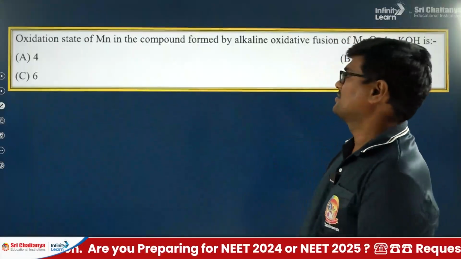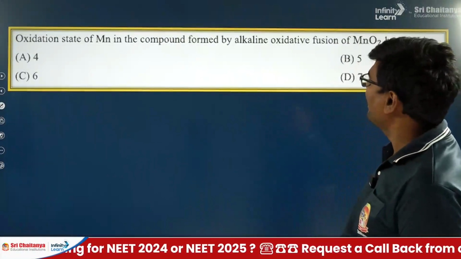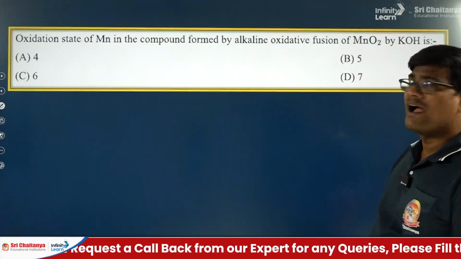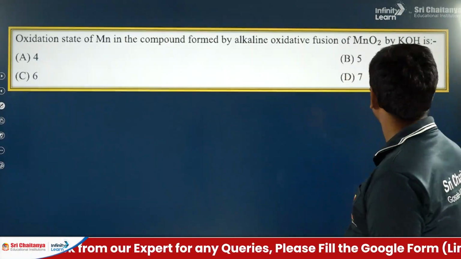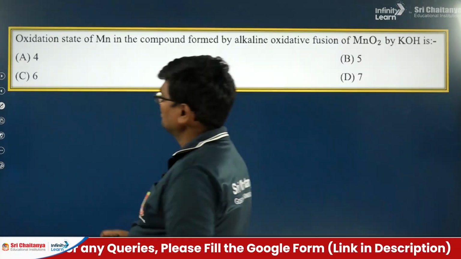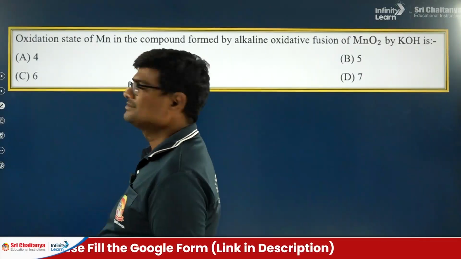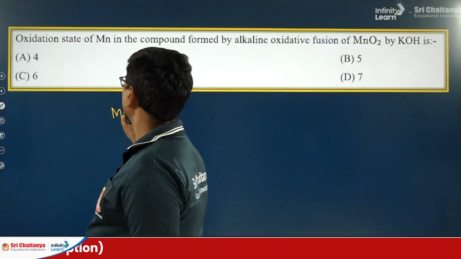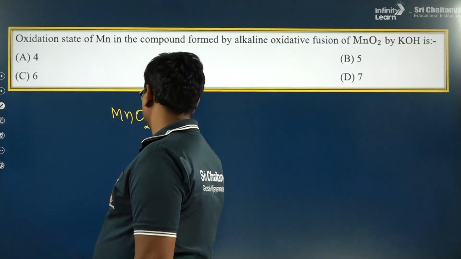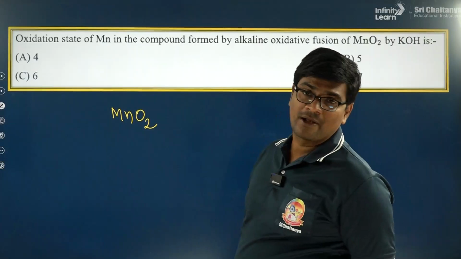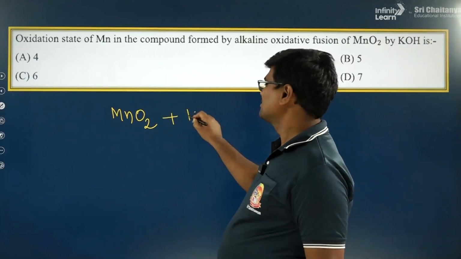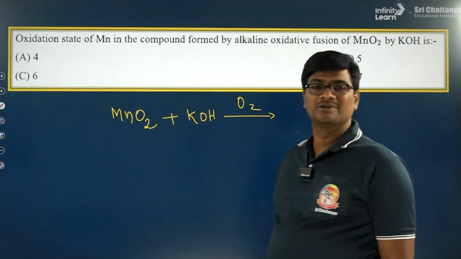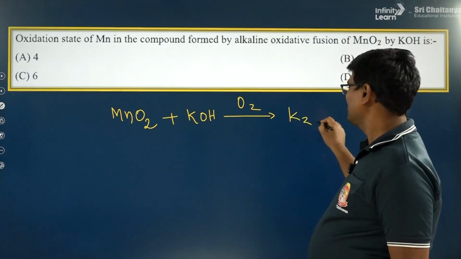Let's go for the next question. Oxidation state of manganese in the compound formed by alkaline oxidative fusion of MnO2 by KOH is. This is about the preparation of potassium permanganate. So, direct line from NCERT. MnO2, the manganese compound pyrolusite, is oxidatively digested or fused with KOH or K2CO3. What is the product we will get?